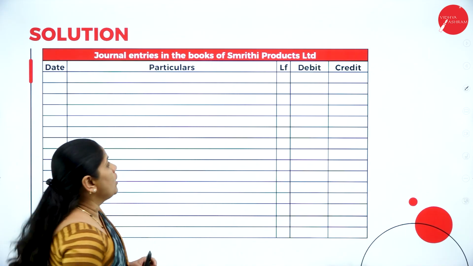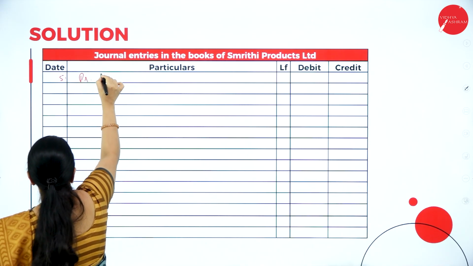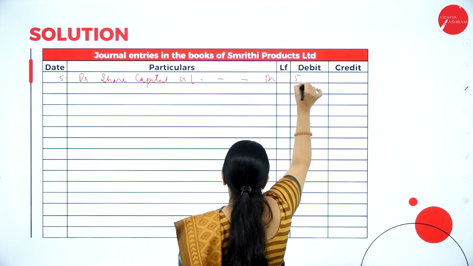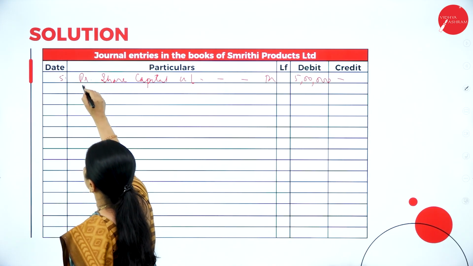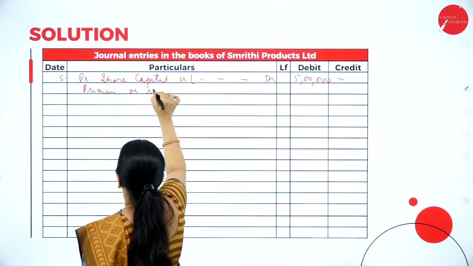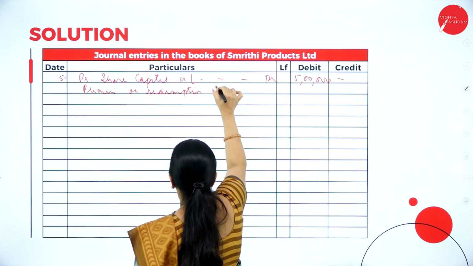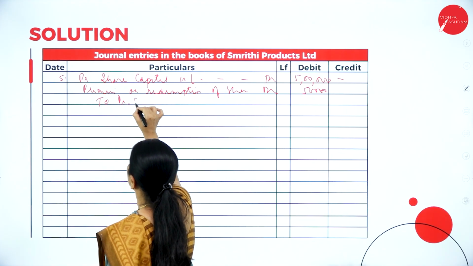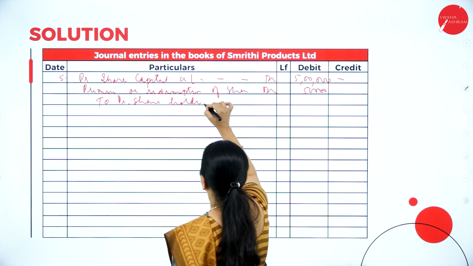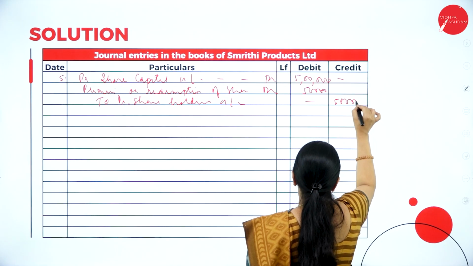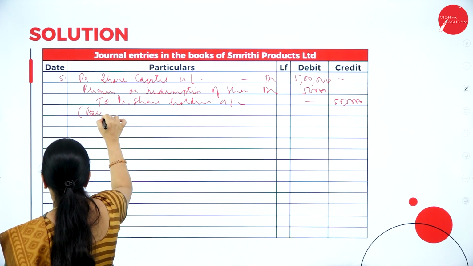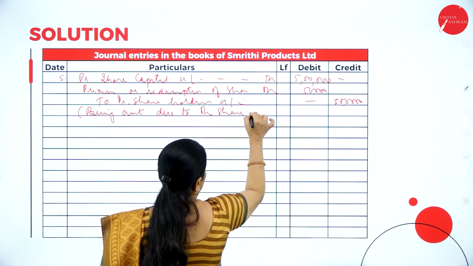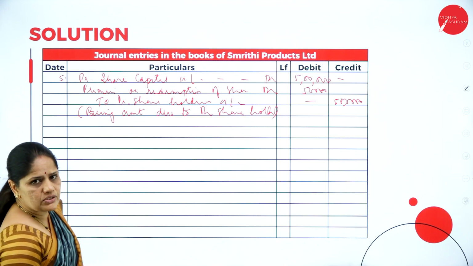Now the next entry is common. The fifth one will be: Preference share capital account debit 5 lakhs, premium on redemption of shares debit 50,000, to preference shareholders account 5,50,000, being amount due to preference shareholders. So 5,50,000 is the amount due.